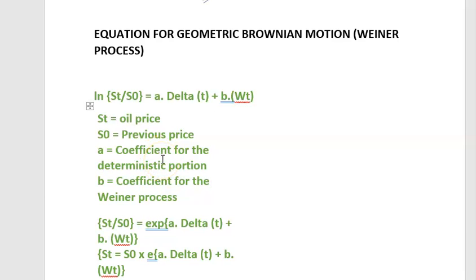Now, how to find the coefficient for the deterministic portion? You have to go back to historical data, simulate, and come up with a value. And B is the coefficient for the Wiener process. What is the Wiener process? It is a function depending upon a randomly occurring, normally distributed number. That function could be some complicated function, ax squared plus bx to the power 5 plus log natural to the power of something, any complicated function.